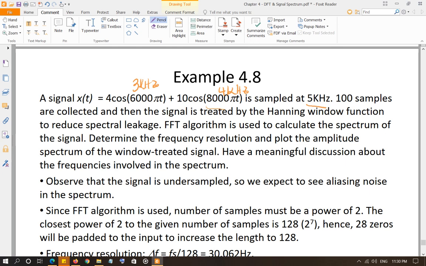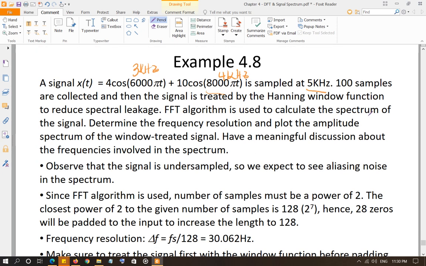At what frequencies? Sampling at 5 kHz, 5 minus 4 is 1. You can expect aliasing noise at 1 kHz, and 5 minus 3 is 2. So at 1 kHz and 2 kHz, you can expect the aliasing noise here.